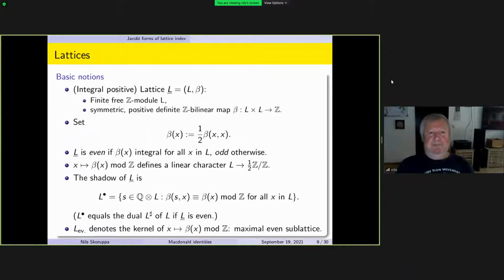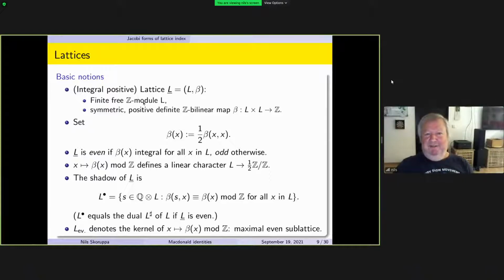And so I have to explain shortly some notations of lattices to fix notations, and maybe also some things that not all people know. So when I say lattice, it's always a symmetric positive definite lattice. More precisely, it's a pair (L, beta), where L is a free Z-module of finite rank, and beta is a symmetric positive definite Z-bilinear map, so it takes values in Z. I don't say 2Z, so it's not necessarily an even lattice, but it's integral. So the values of beta are always in Z. Usually I set beta(x) equal to 1/2 of beta(x, x). It's just a convenient notation, and I use it very often, so I put it here very explicitly.